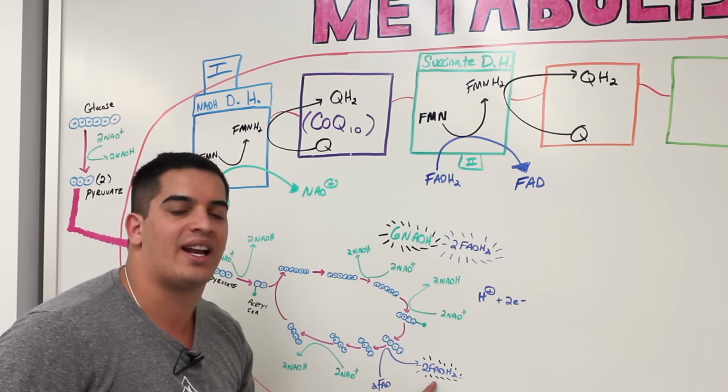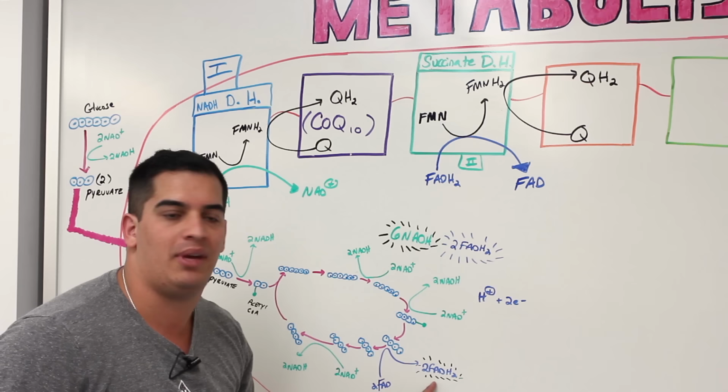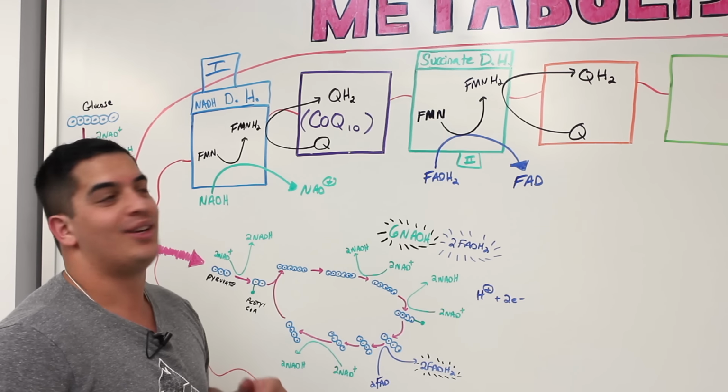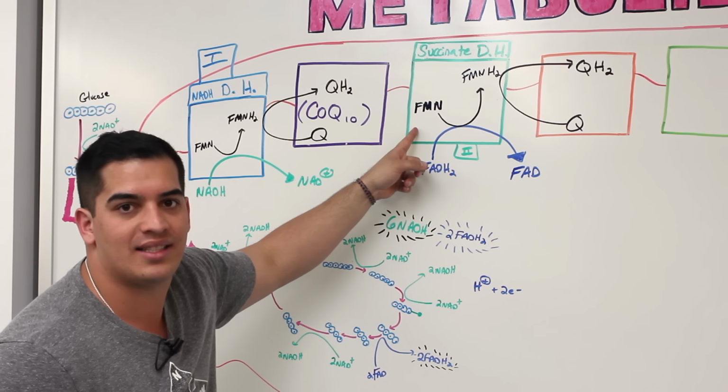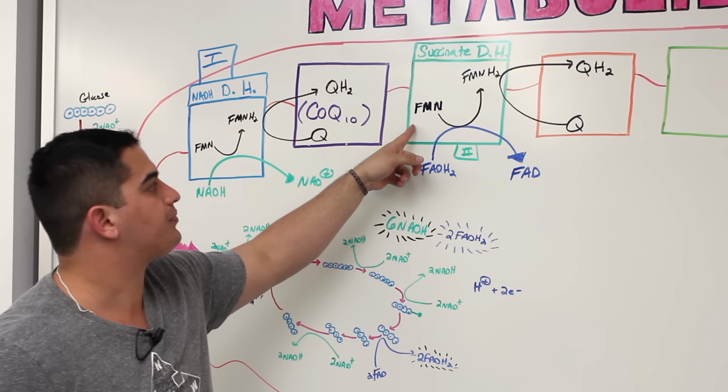But remember I told you it's not a heavily regulated step. So what does that mean? It's reversible. So this is the enzyme that's actually going to be involved in the Krebs cycle as well as in the electron transport chain.